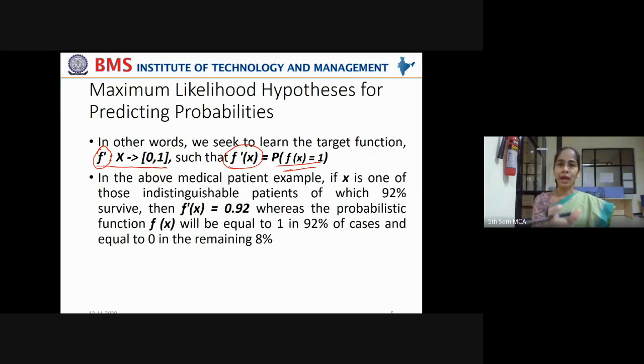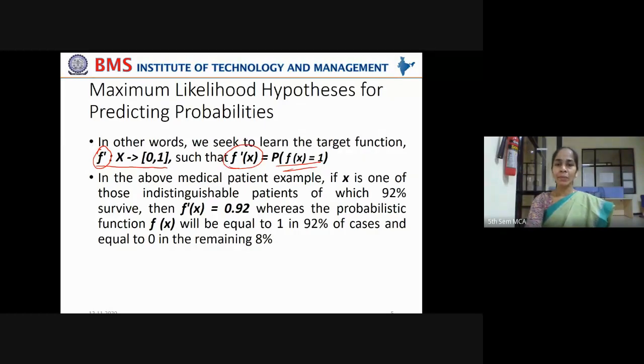Now, you have a patient with some symptoms, but his outcome is 0. Then we say f of x is equal to 0. Means though he have the symptoms, he is not surviving. If he is surviving, the value will be 1. If he is not surviving, the value will be 0. In that way, you have to understand.